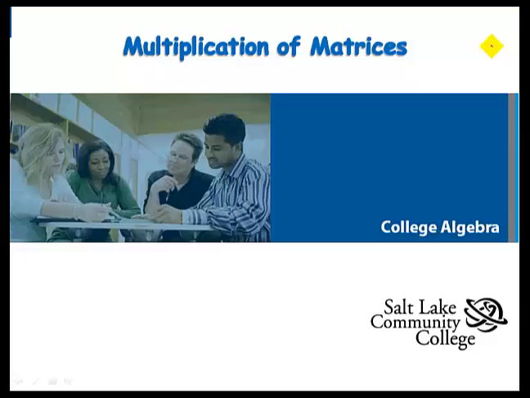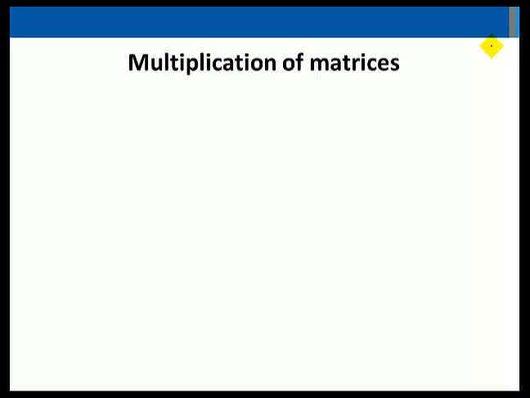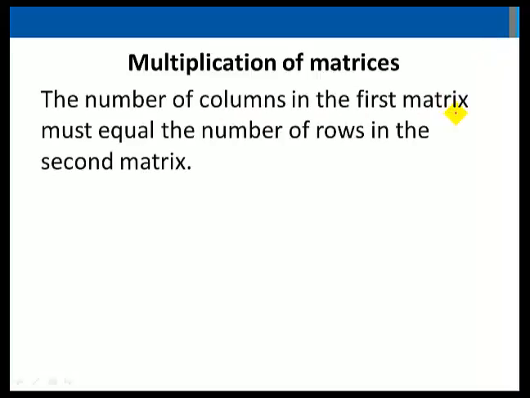This lesson covers multiplication of matrices. To multiply two matrices, the number of columns in the first matrix must equal the number of rows in the second matrix. For example, if our first matrix is of size m by n, the second matrix must be of size n by something, we'll call it p, and this would result in an m by p matrix, a matrix of size m by p.